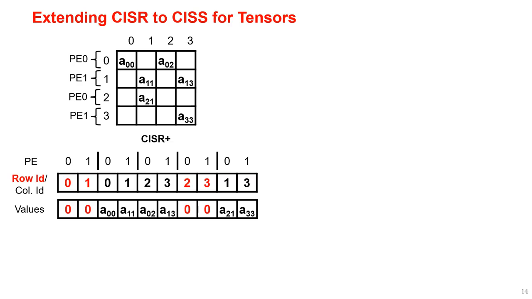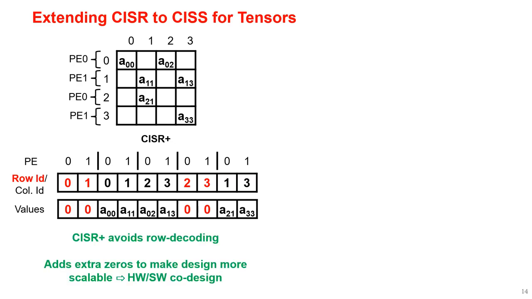In the CISR plus format, the row index is appended in the row ID / column ID array before assigning the non-zero values from that row to the values array. In order to distinguish row IDs from column IDs, for each row ID, the corresponding entry in the values array is set to 0. This approach completely avoids row decoding, making the hardware more scalable. However, it has a slight overhead as it stores an extra 0 in the values array. This overhead, however, is negligible considering that an extra 0 is appended only once per row.